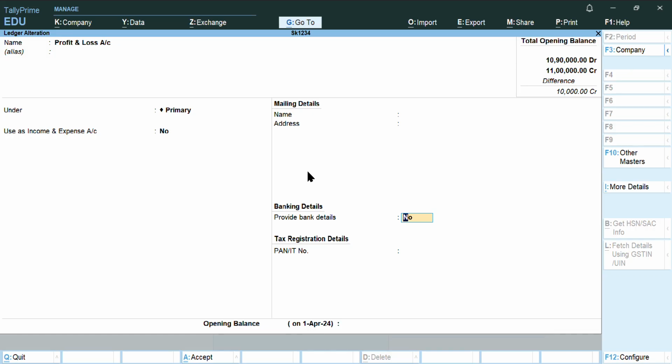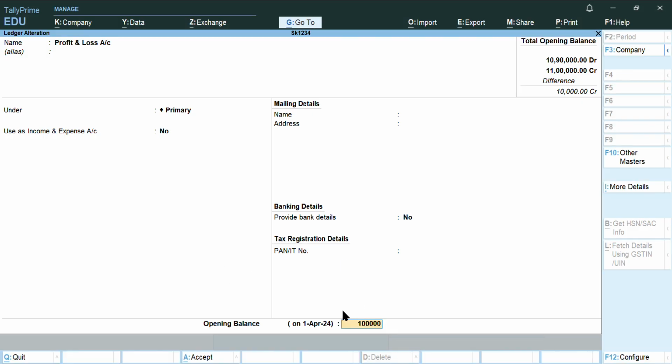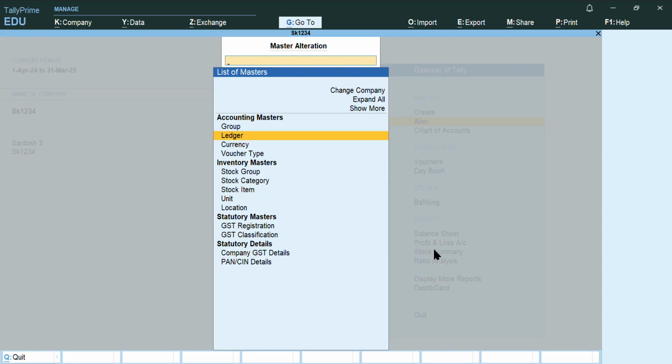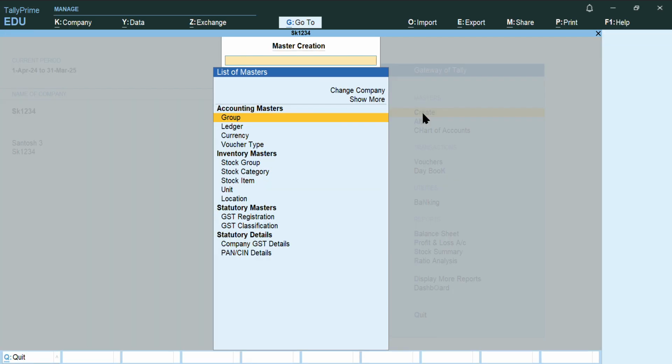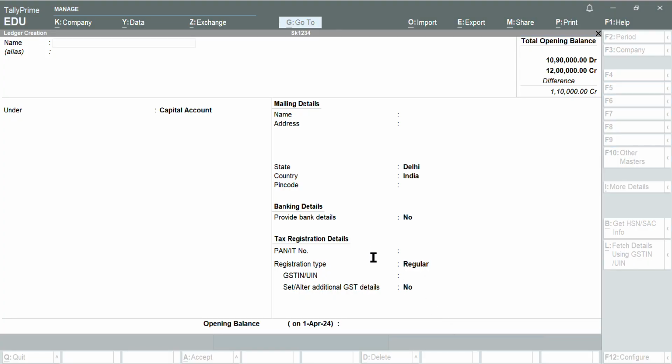No change here except for the amount. 1 lakh was there. Okay, let me just check it again. Yes, P&L 1 lakh. All right. So a credit balance, accept it. All right. Now we are to create the remaining accounts. So for this, we'll create them individually. Create ledger. So we are to create these debtors and creditors accounts. So now you see P&L account has been altered.